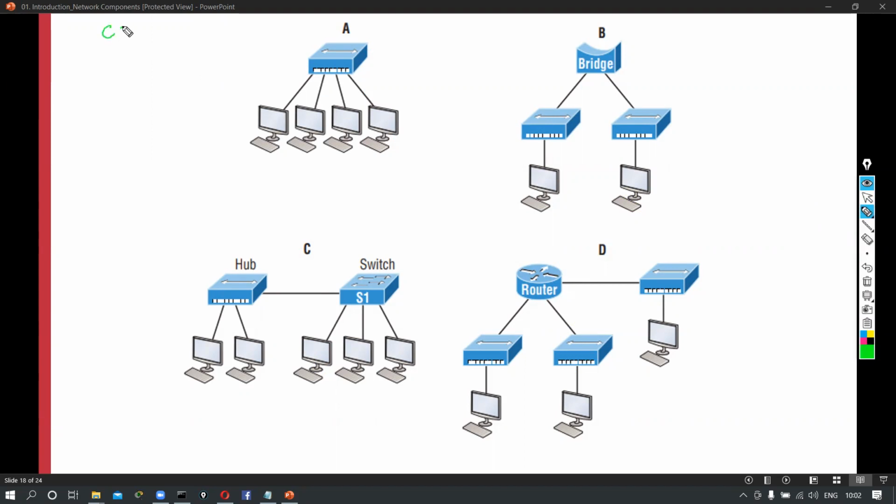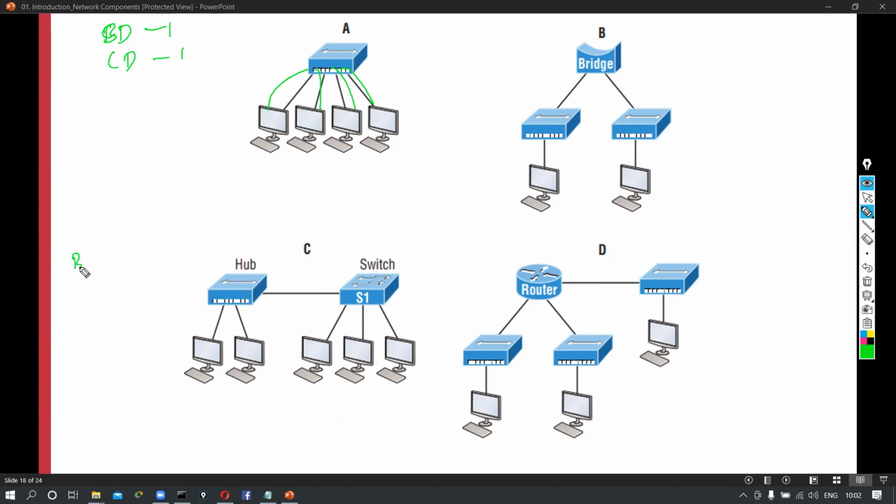How many broadcast domains and how many collision domains? See guys, this guy is sending, and this hub will forward to everybody. That means one broadcast domain. Hub means one broadcast and one collision domain. That's all. What about here?